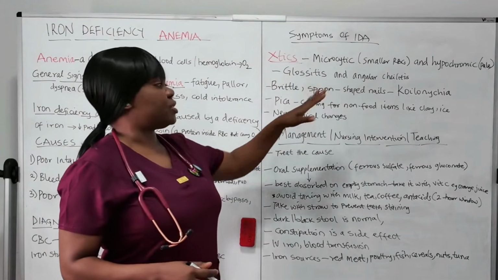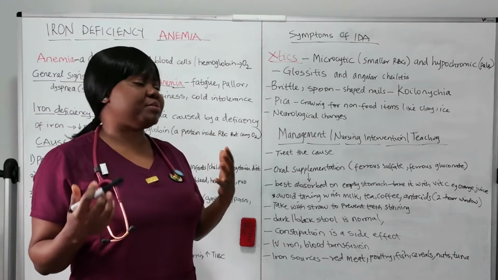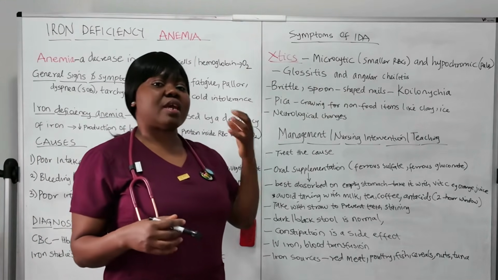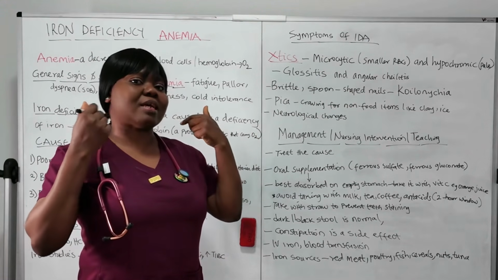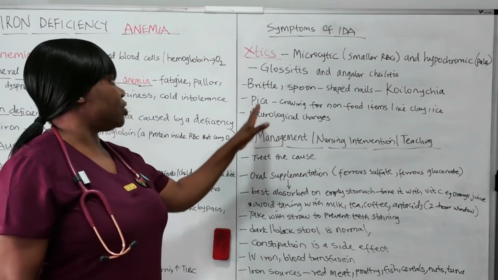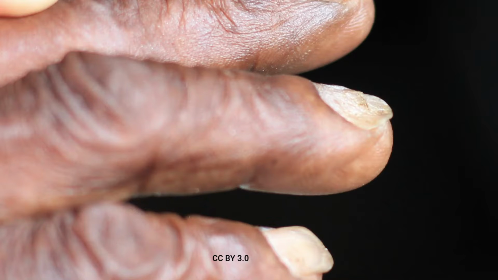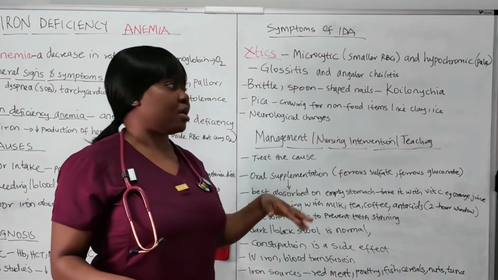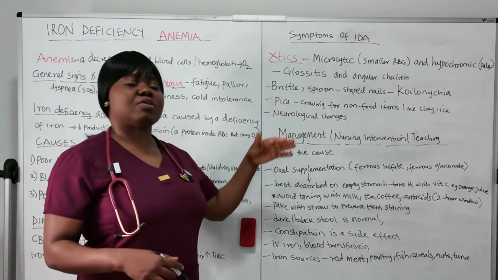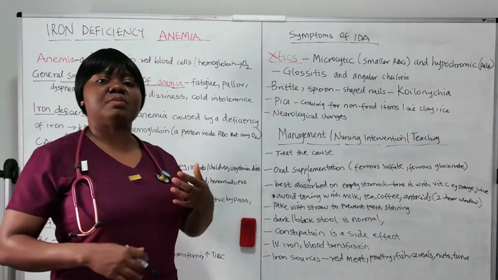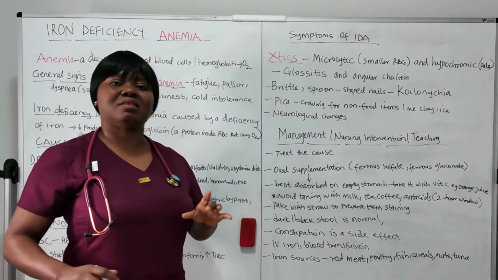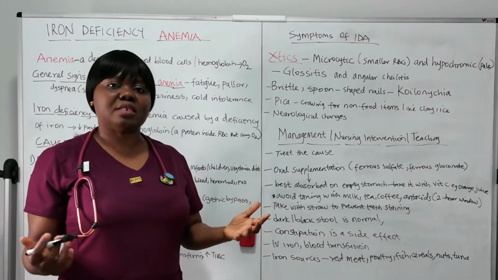Then we have glossitis, that's inflammation of the tongue, red beefy tongue, and angular cheilitis, where there will be ulcers at the side of the mouth. Then another one is brittle, spoon-shaped nails, especially in chronic iron deficiency anemia. That's what we call koilonychia. And then we have pica, that's craving for non-food items. You can see the person craving for clay, ice, different things that are not edible.